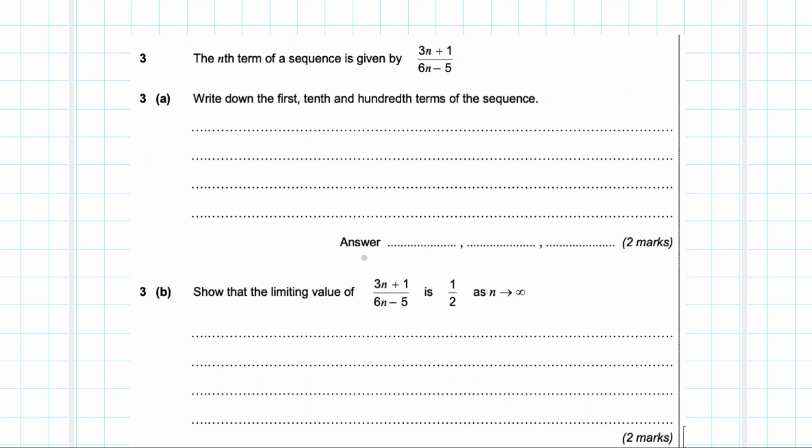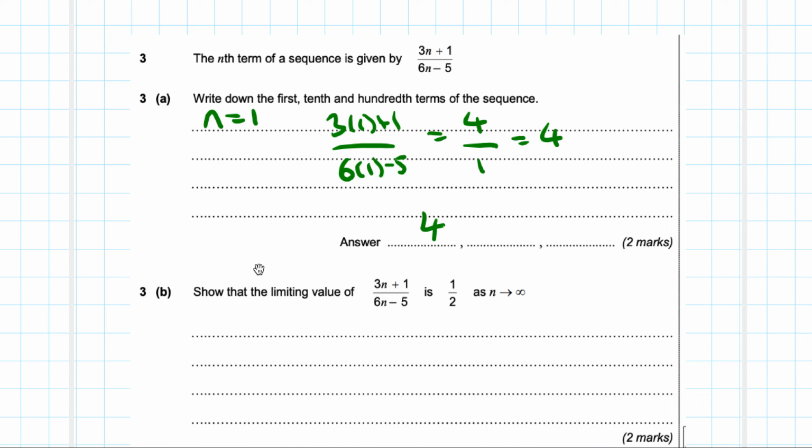Question 3, the nth term of a sequence is given by 3n plus 1 over 6n minus 5. Write down the first, 10th and 100th terms of the sequence. So from here, we start off with saying the first term is just n equals 1. So we just plug that in, 3 times 1 plus 1 divided by 6 times 1 minus 5, which is equal to 4 divided by 1, which is 4. So our first term is equal to 4.